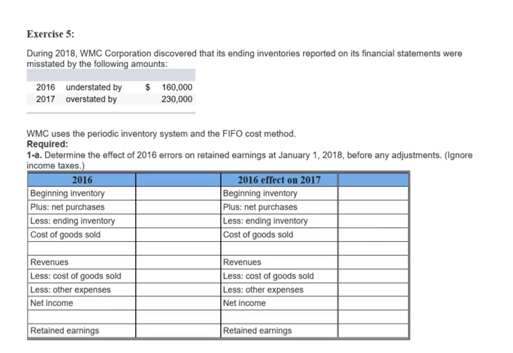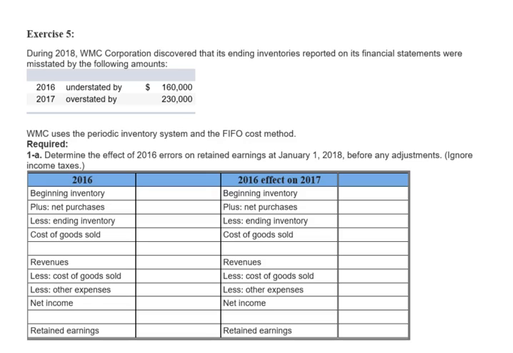So during 2018, WMC Corporation discovered that its ending inventories reported on its financial statements were misstated by the following amounts. In 2016, we were understated by 160,000, and then in 2017, we ended up being overstated by 230,000. WMC uses the periodic inventory system and the FIFO cost method. Now again, we're not changing methods, we're not changing estimates here. We have errors. We actually made an error in the reporting of our information.